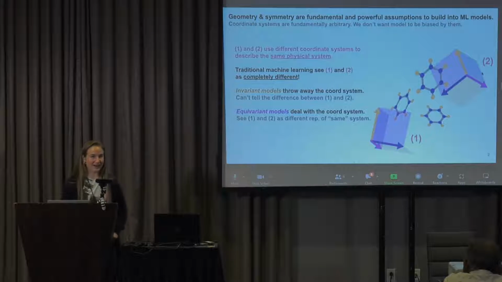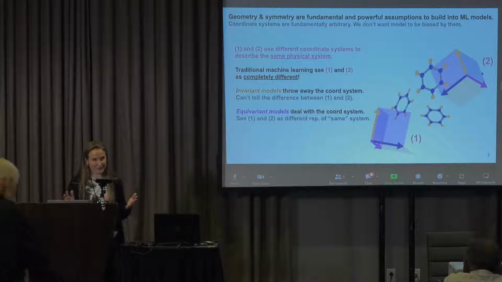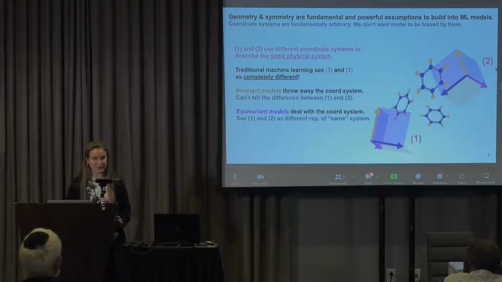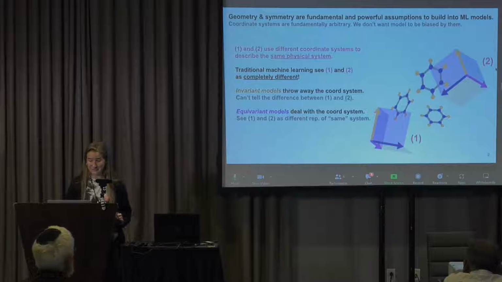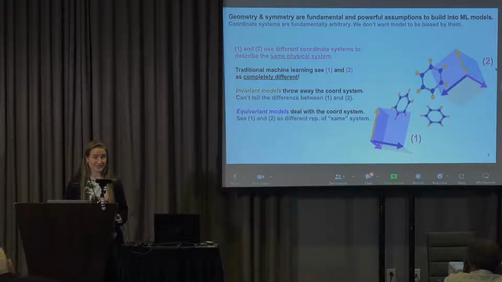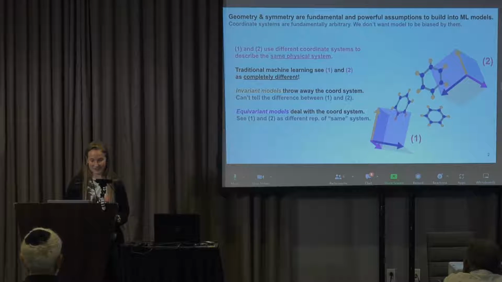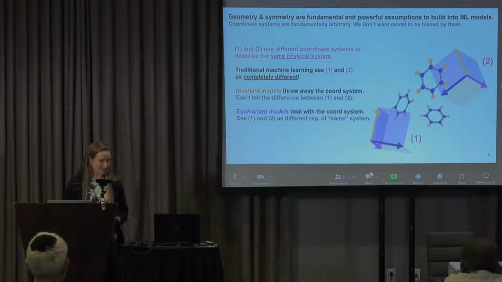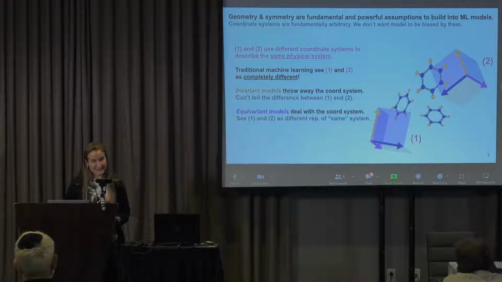If you get any takeaway from this, it's that geometry and symmetry are fundamental and powerful assumptions for building models of physical systems, especially atomic systems, but I think this is not scale dependent. There are many reasons why you might want to build symmetry into your models. My personal favorite is that coordinate systems are fundamentally arbitrary, and we don't want our model to be biased by them.